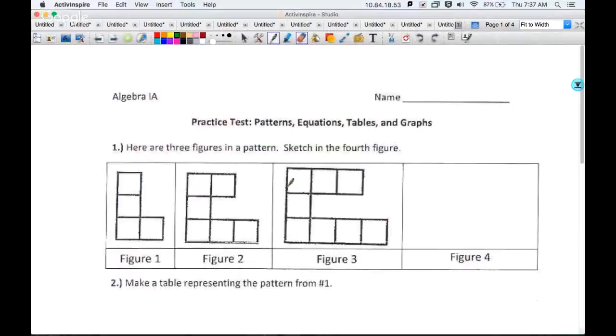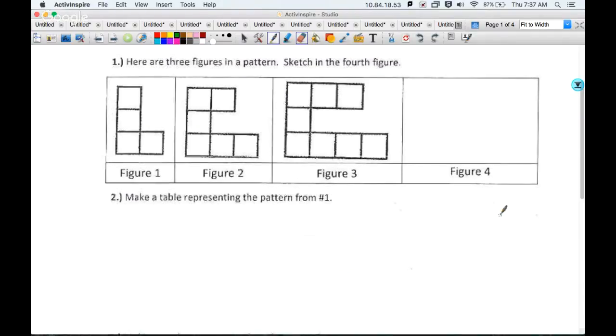Hello and welcome. This is going to be our homework help video for the practice test for patterns, equations, tables, and graphs. Let's jump right into it with problem number 1.